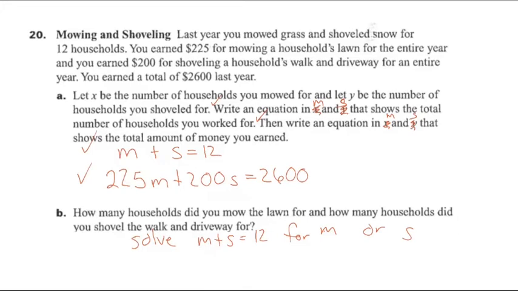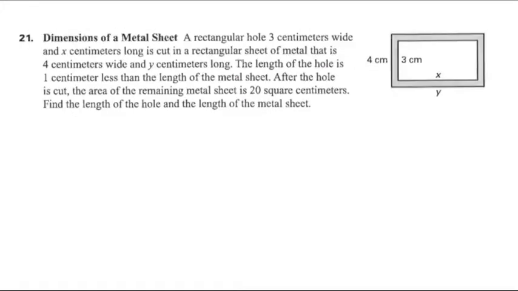Last story problem. A rectangular hole 3 centimeters wide and x centimeters long is cut into a rectangular sheet of metal that is 4 centimeters wide and y centimeters long. The length of the hole, x, is 1 centimeter less than the length of the metal sheet. After the hole is cut, the area of the remaining metal sheet is 20 square centimeters.